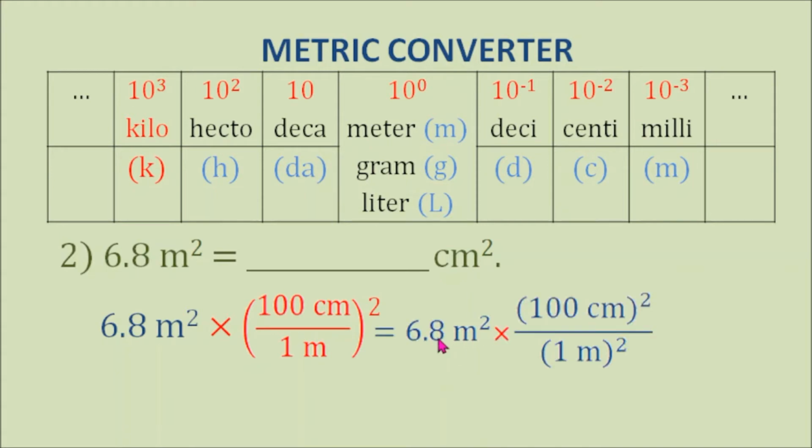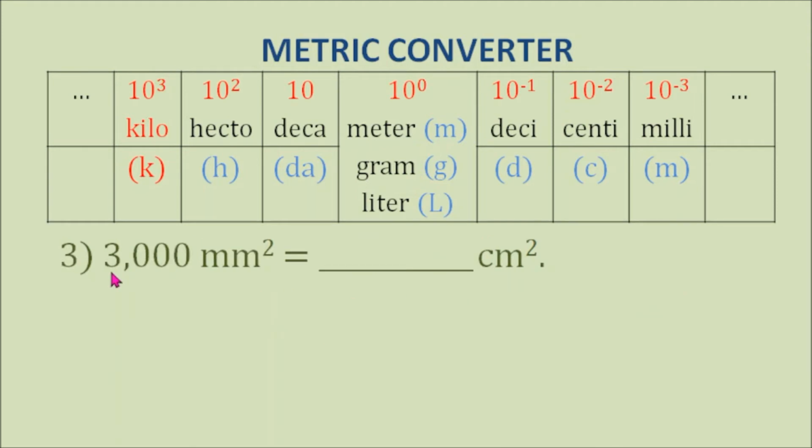This exponent 2 is for both the numerator and the denominator. So that's 6.8 meters squared times 100 cm squared over 1 meter squared. So meter squared cancels out. So we have 6.8 times 100 cm squared over 1. And when we square 100, it becomes 10,000. So that has 4 zeros. So we are going to move our decimal point 4 places to the right. And that becomes 68,000.